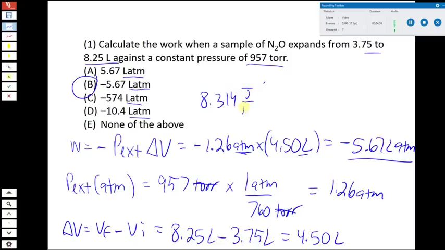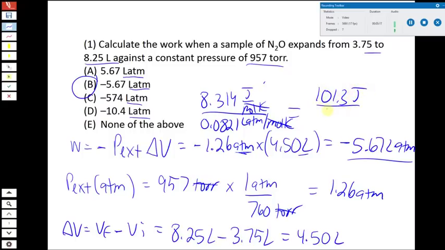So 8.314 joules per mole Kelvin, which is the one value of R on our periodic table, divided by 0.0821 liter atmospheres per mole Kelvin, which is the other value of R. The moles and the Kelvin divide out, we get joules per liter atmosphere. I think I had it backwards. It should be 101.3 joules is 1 liter atmosphere.